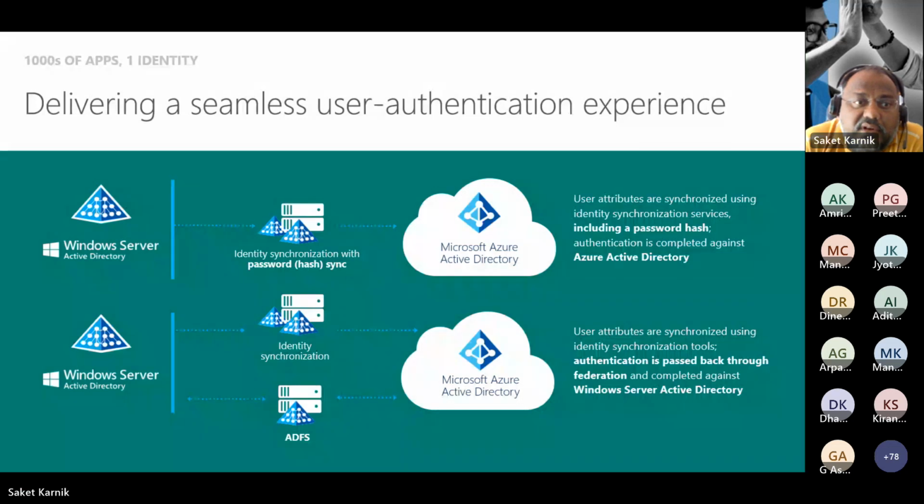Okay, now here you can see a working diagram for the same. You have Windows Server Active Directory on the leftmost side, then identity synchronization with the sync tool going on. It uses the password hashing algorithm mechanism, and then Azure Active Directory basically gets a copy of this. So user attributes are synchronized using identity synchronization services, which is based on the password hashing algorithm, and authentication is completed against the Azure Active Directory only.